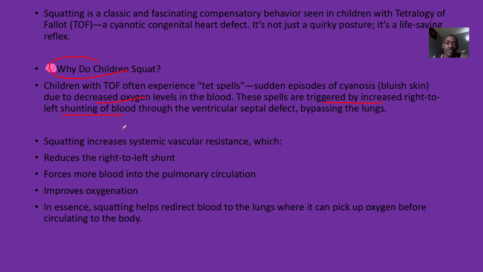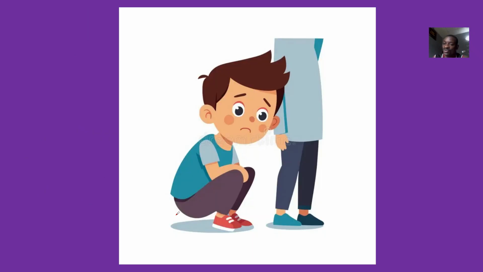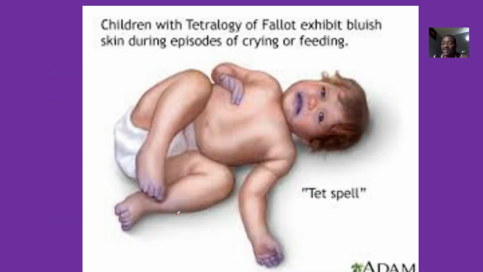Do you understand? So squatting increases systemic vascular resistance, which reduces the right to left shunt and forces more blood into pulmonary circulation. So more blood is going into the lungs to be oxygenated by force. It improves oxygenation. So in essence, squatting helps to redirect blood to the lungs. Yes, that's why I see most children having Tetralogy of Fallot squatting. This is the cyanotic spells that we're talking about.